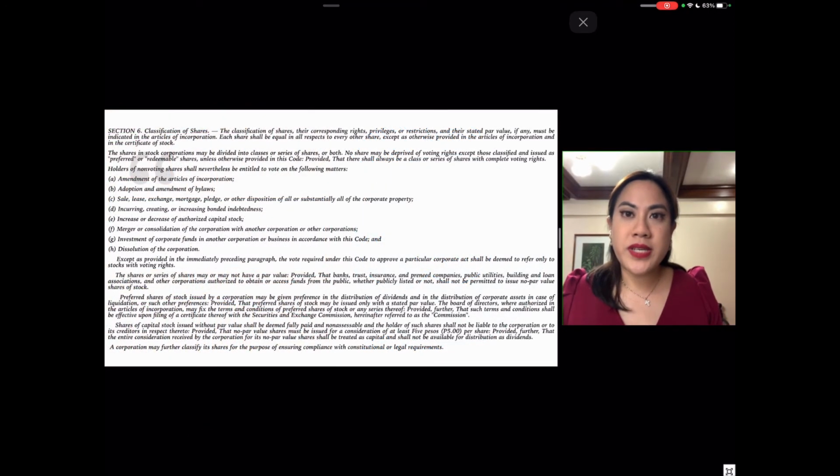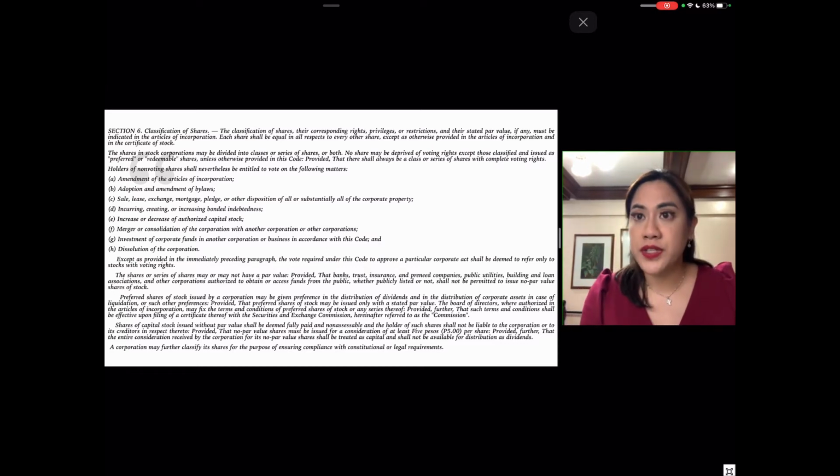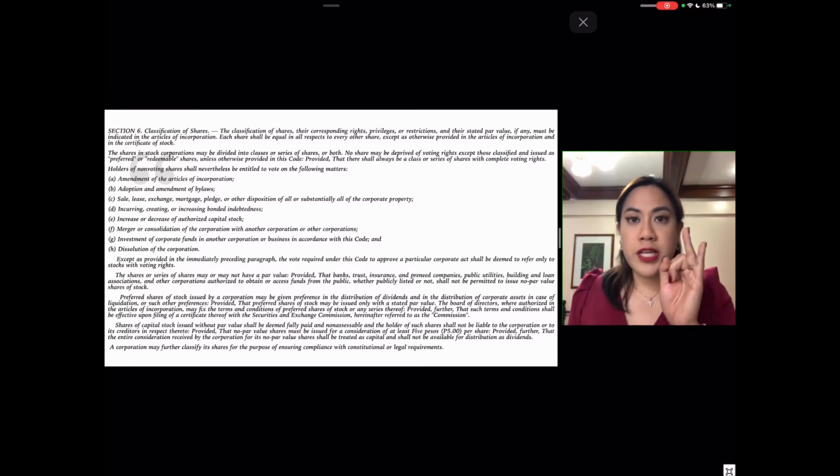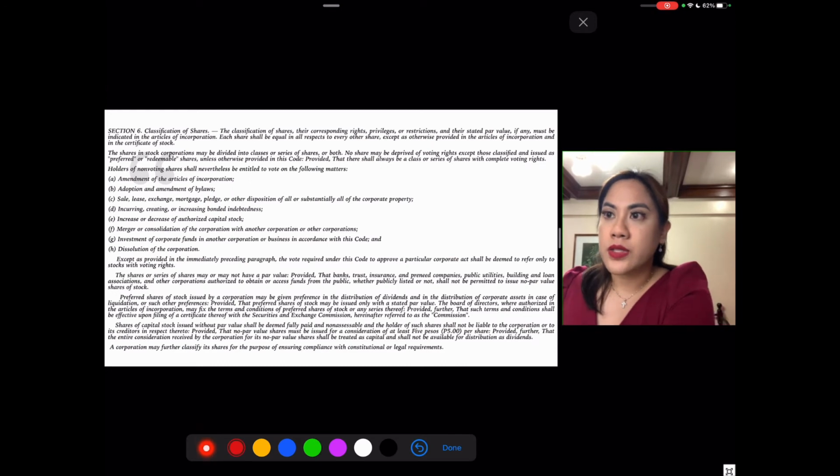Let's move on to Section 6, or classification of shares. Please do not be daunted by how long this provision is, especially with Attorney Lacos mnemonics. It's actually relatively easy. So Section 6 talks about the classification of shares. The classification of shares, their corresponding rights, privileges, or restrictions, and their stated par value, if there is a stated par value, must be indicated in the Articles of Incorporation. So, must. Oh, excuse me.